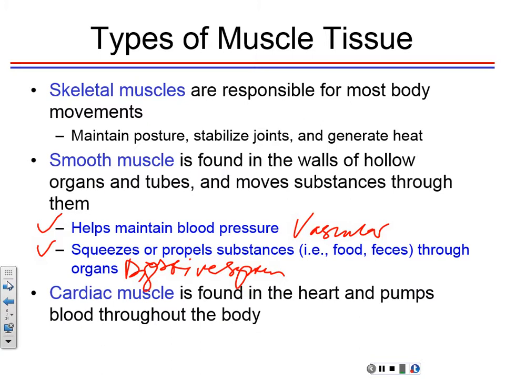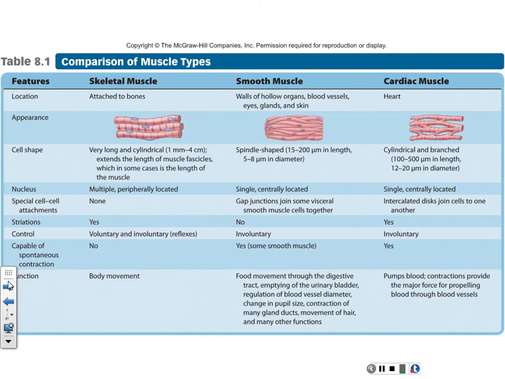And then, of course, cardiac muscle, only found in the heart. It's got very specialized connections between the cells called intercalated discs, and we'll talk about them when we discuss the differences. All right, and this supplies the force that distributes blood throughout the body. The heart does. It's a pump that pumps blood. So this is the table I was talking about.